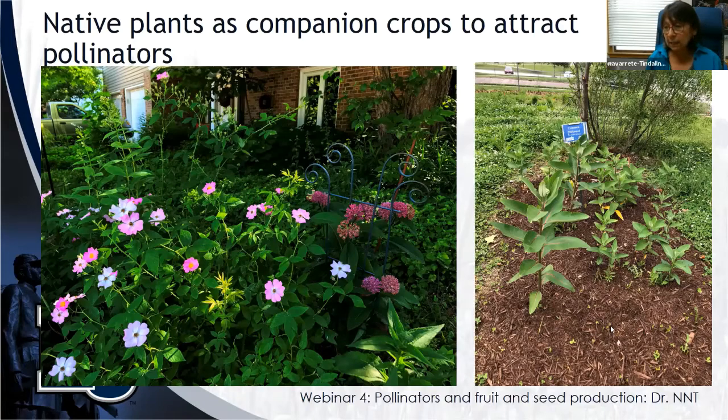At Lincoln, on the right picture, we have common milkweed. That is the plant that I have been talking about, that is important for monarch butterflies. And they need a space to grow. They can spread, but I have enough milkweed for everyone participating in these webinars.